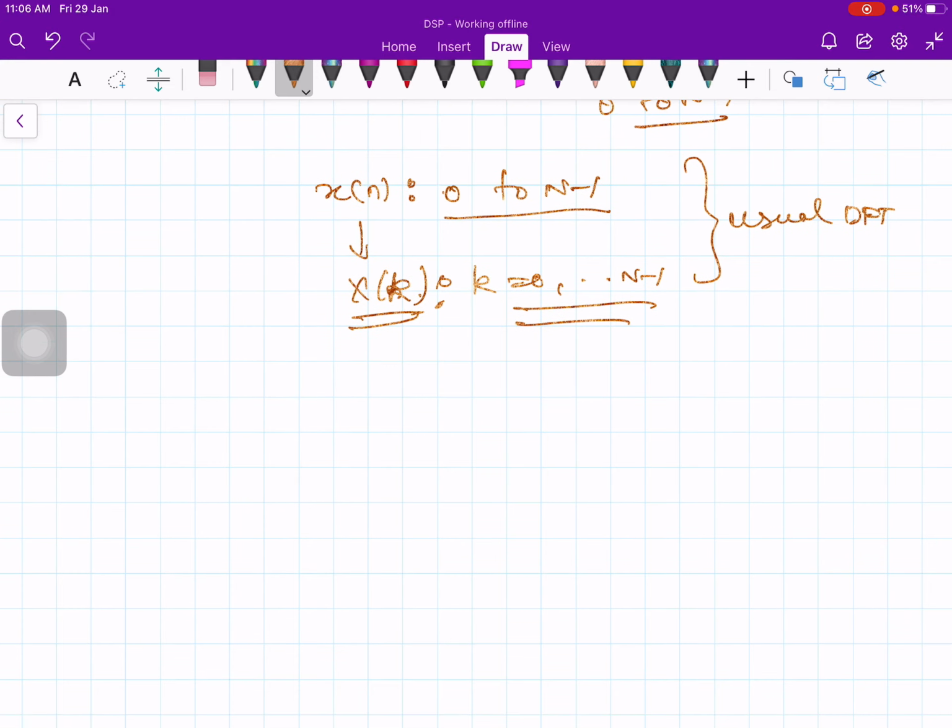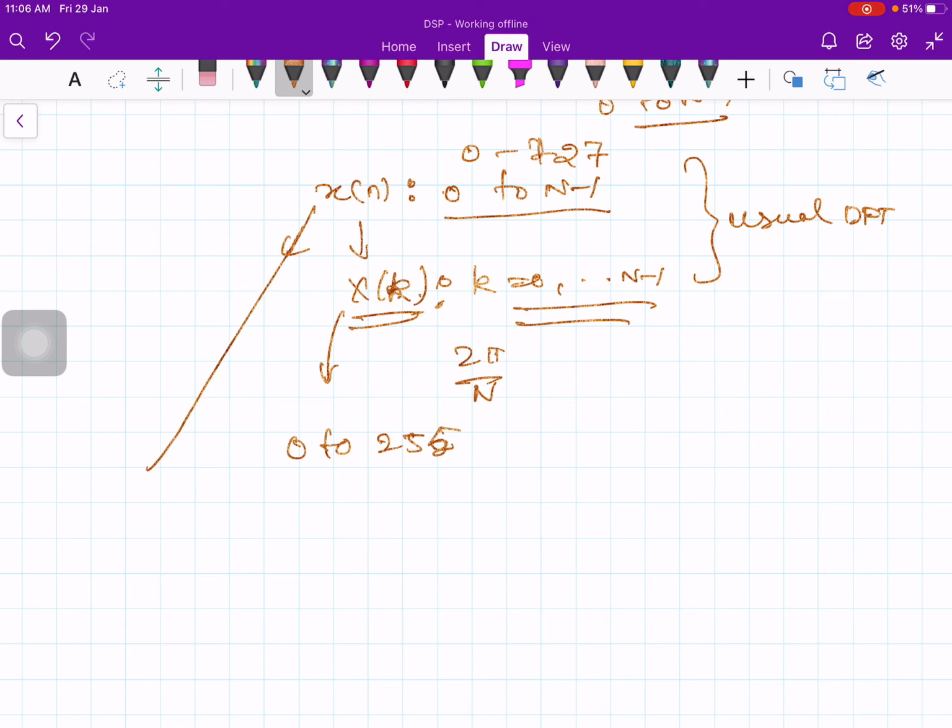Suppose you want to compute x of k not at 2 pi by capital N intervals, but at smaller intervals. That's what you mean by interpolation. See, the given sequence is 0 to N minus 1, let us say 0 to 127. That means 128 points, a 128 point DFT. But you would like to compute 0 to 255. How will you do that?